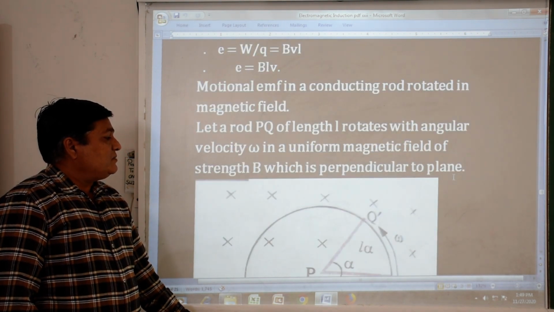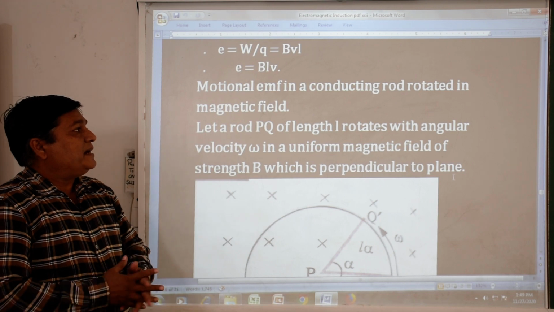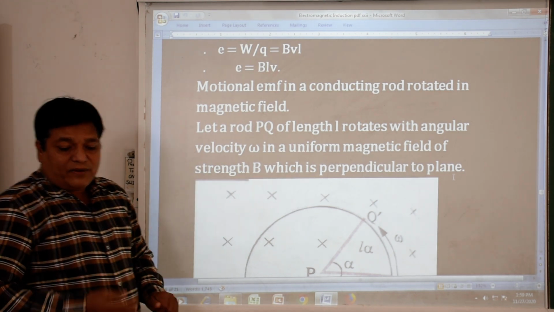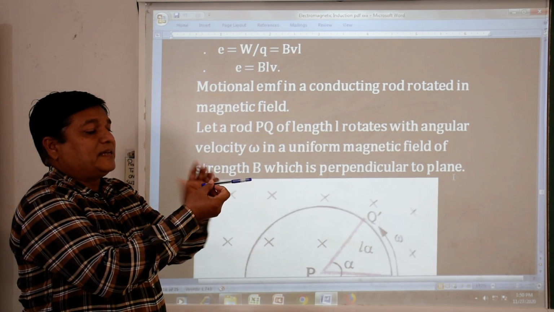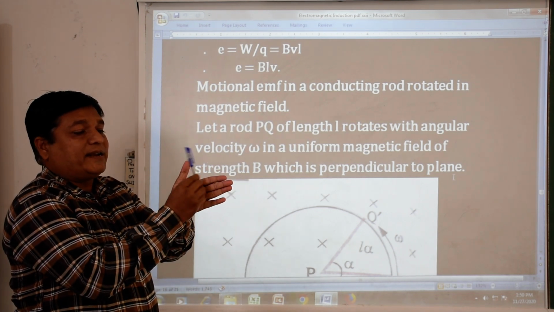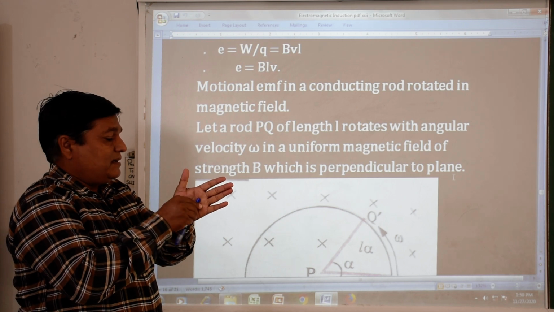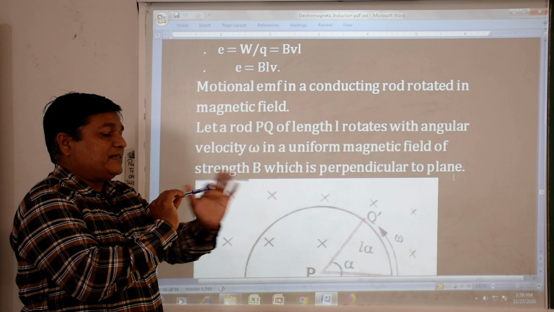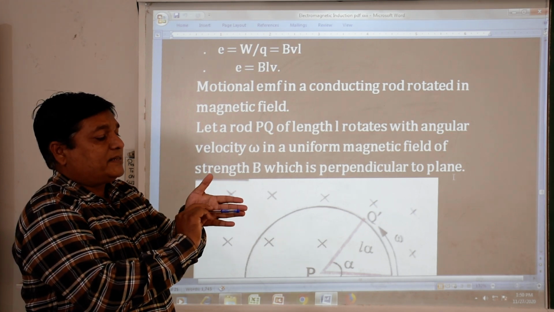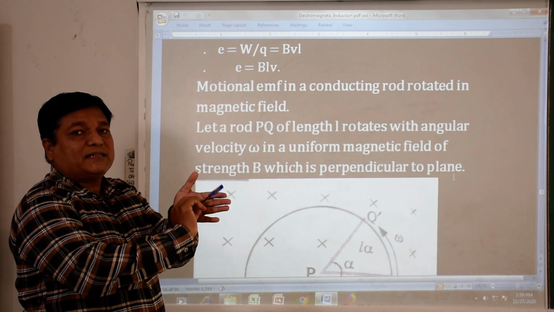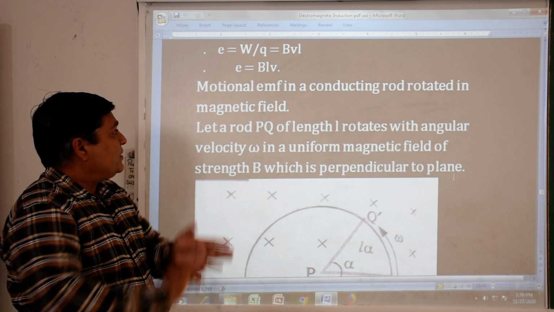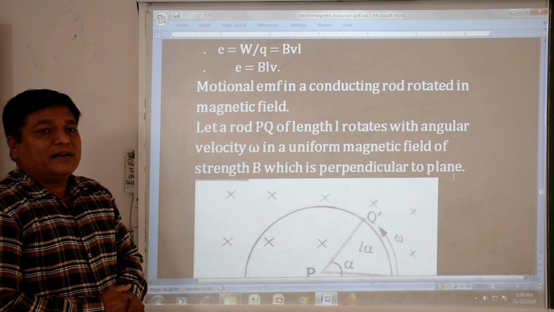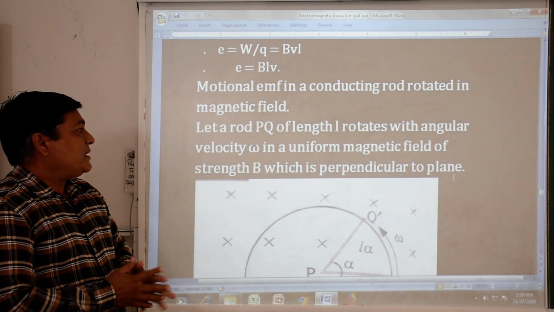Suppose we try to see the motional EMF in a conducting rod which is rotating in a magnetic field, meaning one end of the rod is fixed at the center of a circle and it is rotating like this in a circle, in a magnetic field. One end is fixed at the center of the circle. Then what will be the motional EMF in this type of conducting rod which is rotated in a magnetic field?